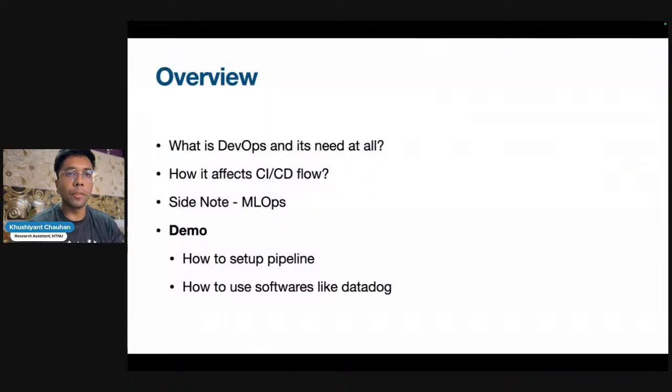What is DevOps in general for our beginner audience? First of all, I'll explain what we'll be going through in the complete session today. What is DevOps? Why do we need it? How does it affect our CI/CD pipeline or the CI/CD workflow? I'll explain what CI/CD is also. Thereafter, I'll explain what MLOps is. It's a very specialized field inside DevOps. Thereafter, we'll have a very small demo of how to set up your pipeline in Jenkins, and I'll also explain some monitoring tools such as Datadog.